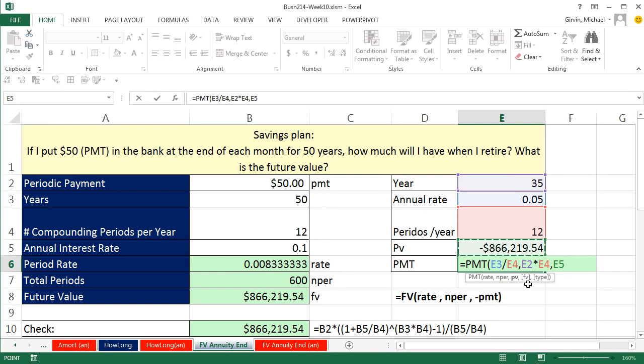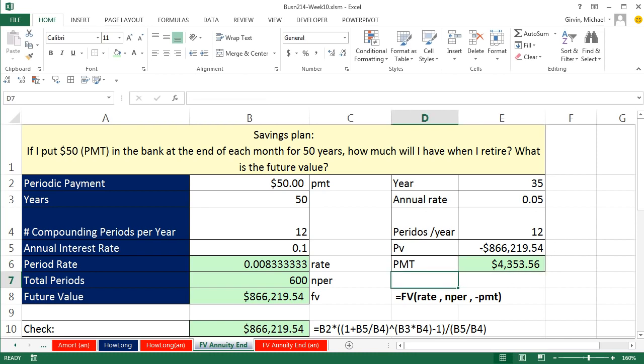I could put an amount there if on the day I died I wanted some left over to give to my kids. And the type, I'm going to do begin. So we're going to go comma, comma, and then begin, because I want some right now. And so that's a lot of money, $4,300 each month, based on the fact that we had $866,000 on the day we retired.